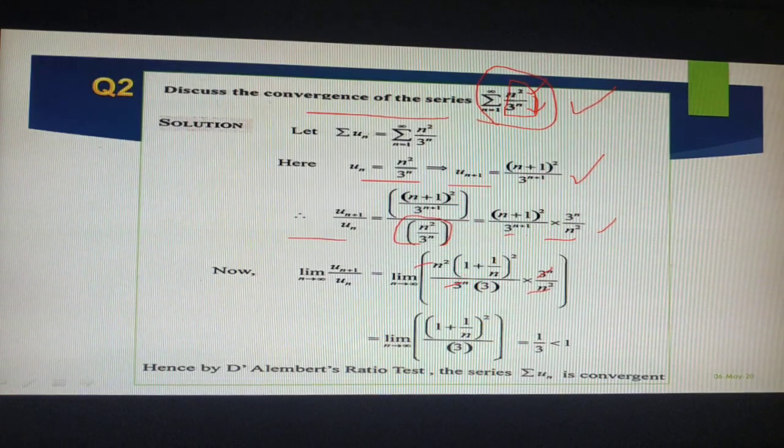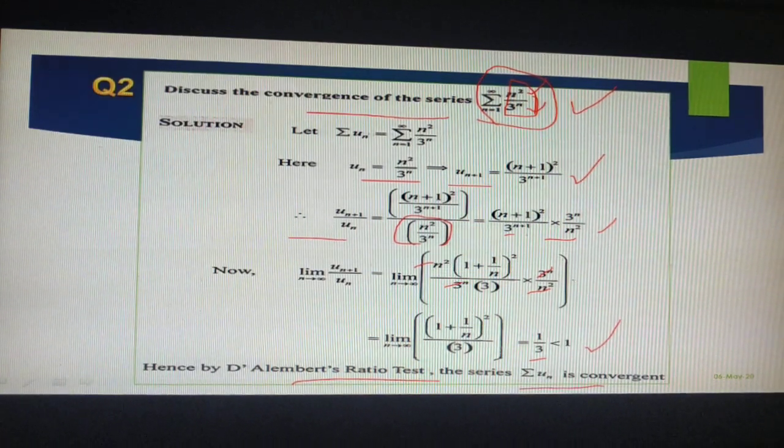And of course, here (1 + 1/n) whole square. See, it is not e, because if we have (1 + 1/n) whole to the power of n, then that is the definition of e when you apply the limit n tends to infinity. But here it is (1 + 1/n), and as n tends to infinity, this 1/n goes to 0, so 1 square means that is 1, so 1/3, which is less than 1. Again, because it is less than 1, by D'Alembert ratio test, it is going to be convergent.